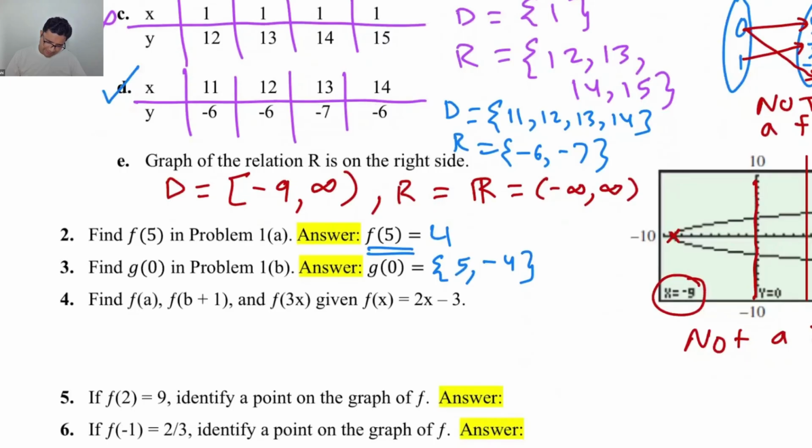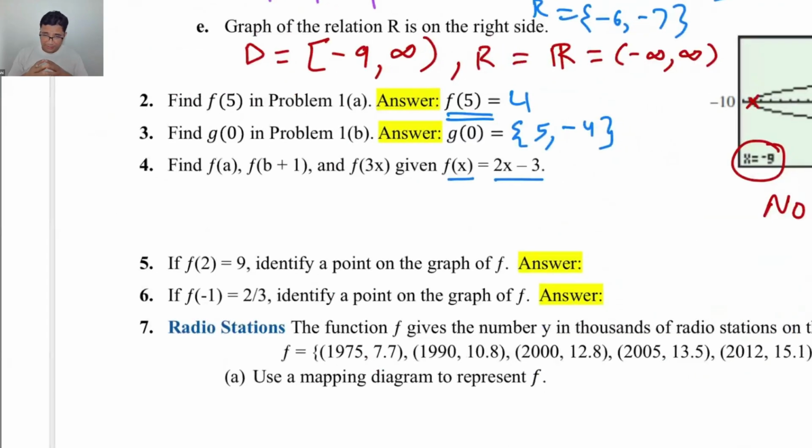And find f(a), f(b + 1), and f(3x), given f(x) = 2x - 3. Okay. This problem here is crucial in understanding how functions are applied analytically. So the equation is f of x equals 2x minus 3, right?